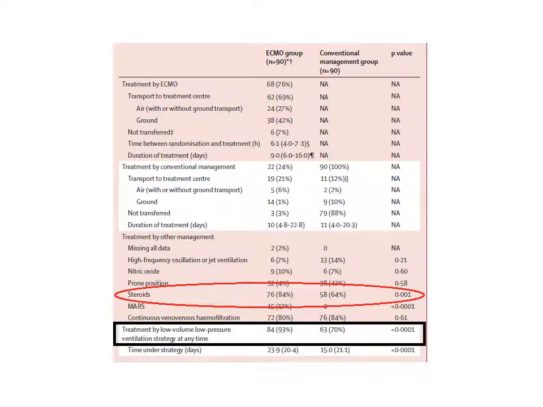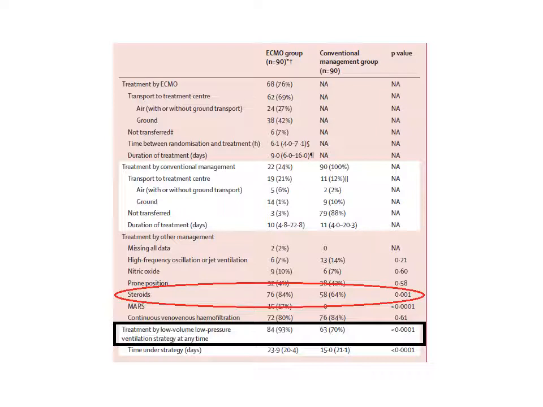So this is a table from a trial that was conducted in the United Kingdom called the CESAR trial, and that was a trial looking at ECMO versus conventional ventilation for patients with ARDS. And this is their table 1 or perhaps table 2, because this is not baseline characteristics.